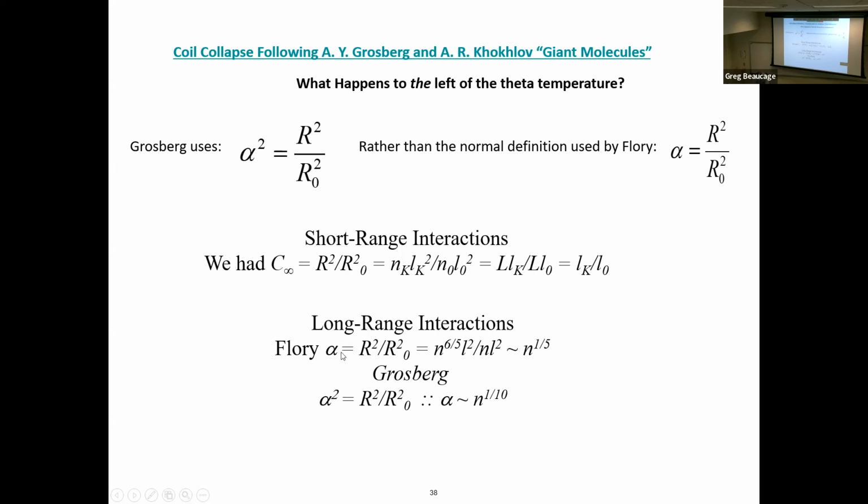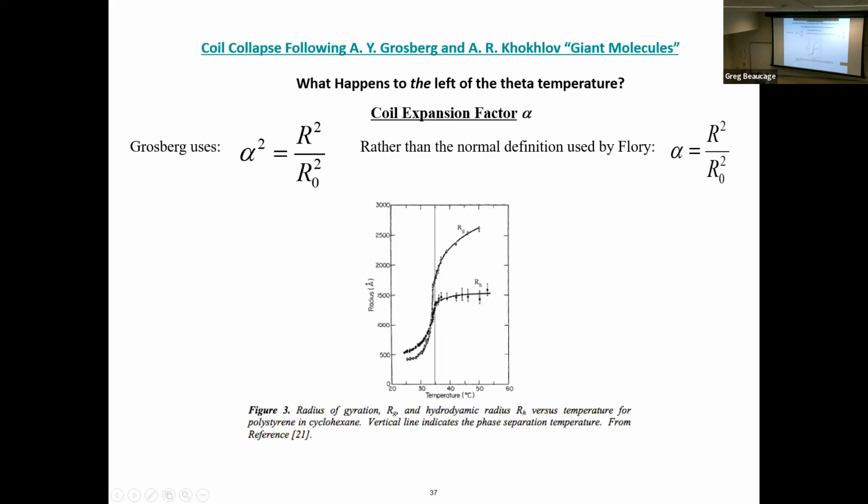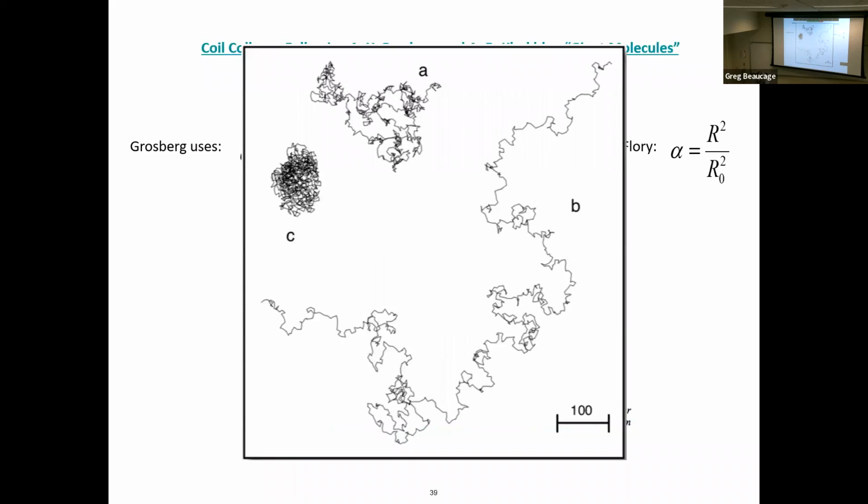Anyway, Grossberg doesn't use that definition, which is the standard one. He uses this definition. He says alpha squared, because that way you can say alphas are, right? So he just says alphas are. And then you'd get that alpha is to the 1/10, but that might cause a little confusion in looking at this stuff. But anyway, that's a preamble to this.